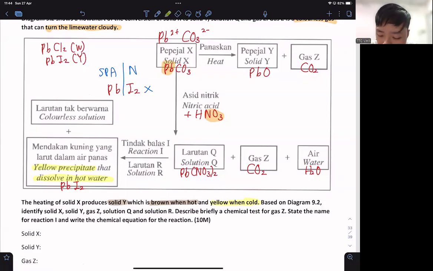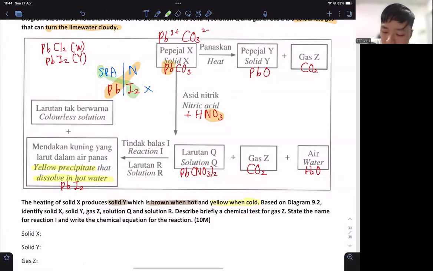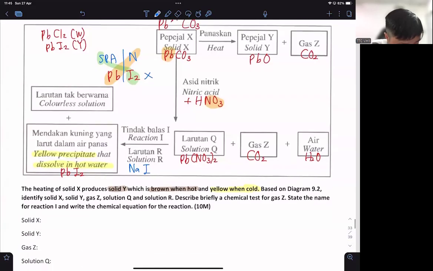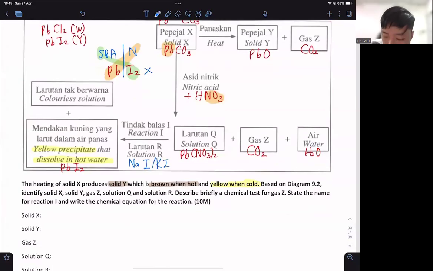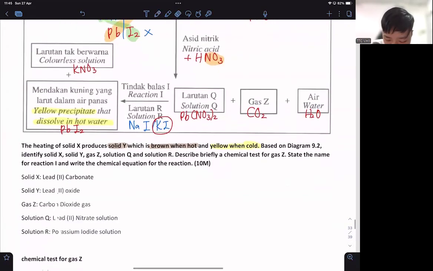So I get lead(II) nitrate and also sodium iodide. I already have lead(II) nitrate, so surely my solution could be sodium iodide or potassium iodide, same thing. Let's say I take potassium iodide, then my other product is KNO3. If I take sodium, then NaNO3 comes out. So you can write that. Solid X is lead carbonate, all this.